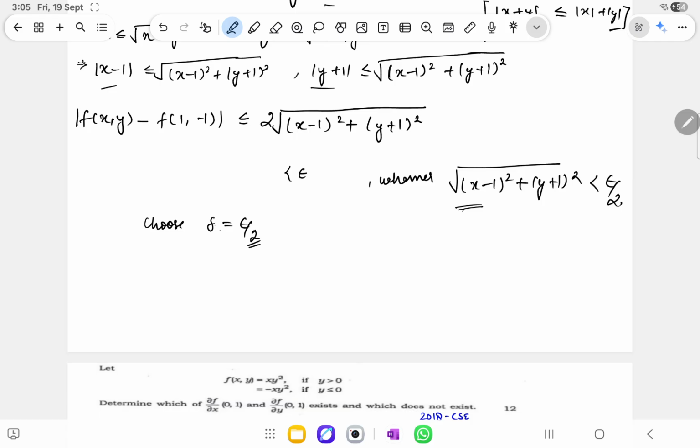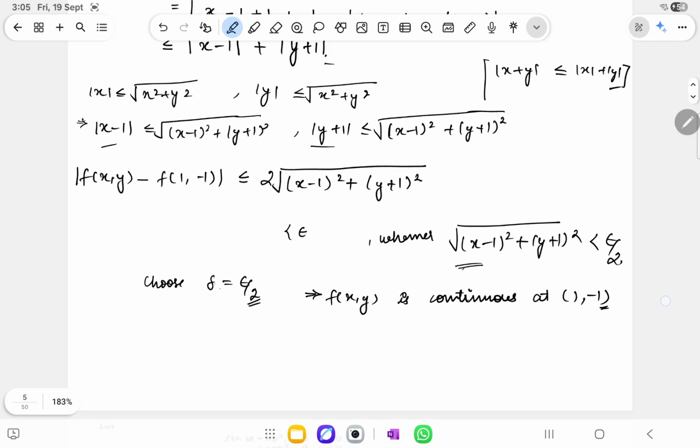So this basically proves that f(x, y) is continuous at (1, -1). So I have seen this basically proves continuity at (1, -1).